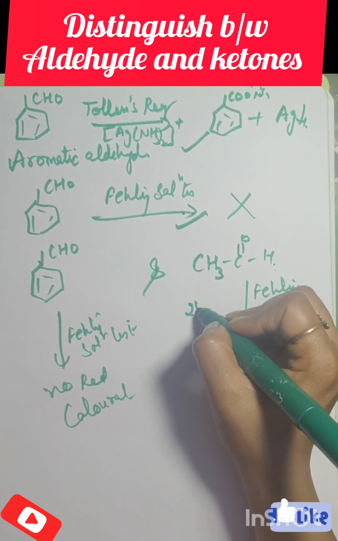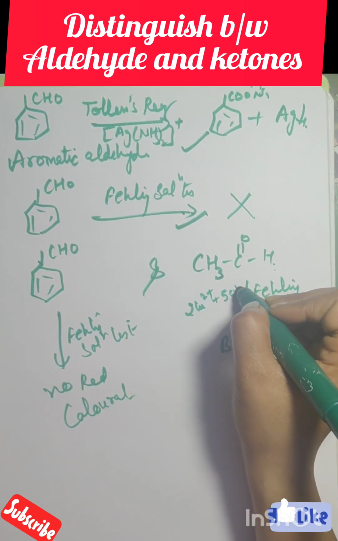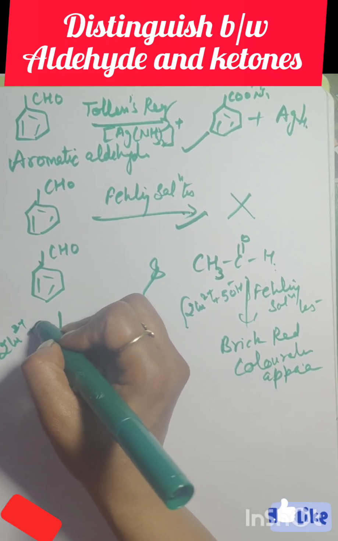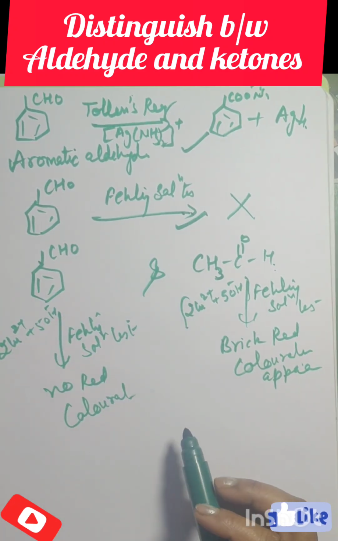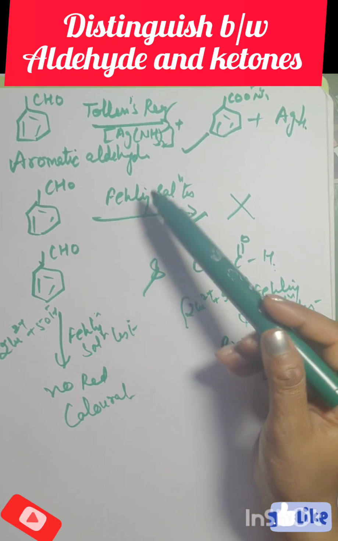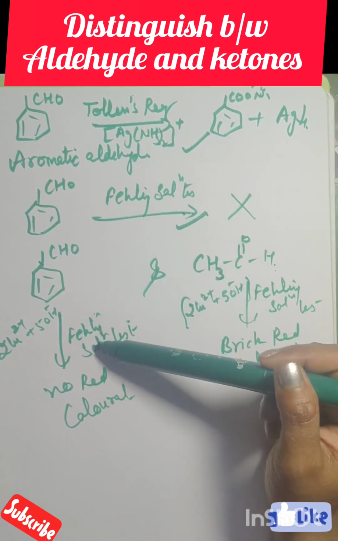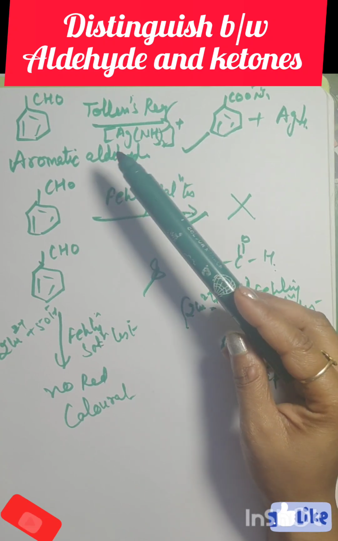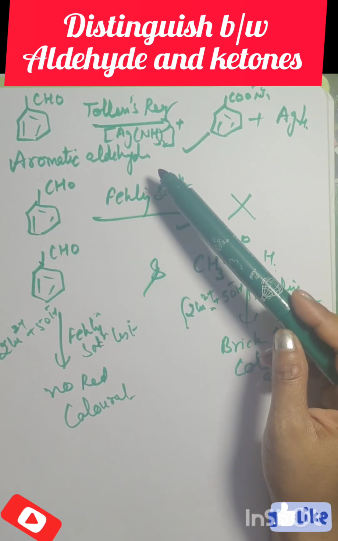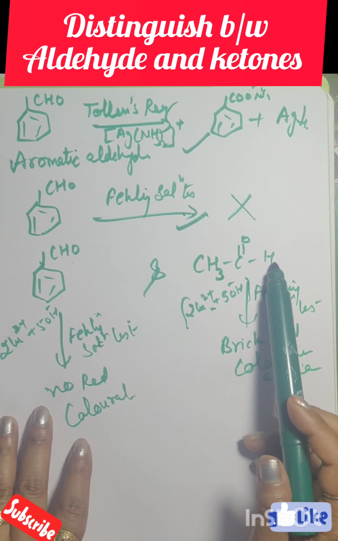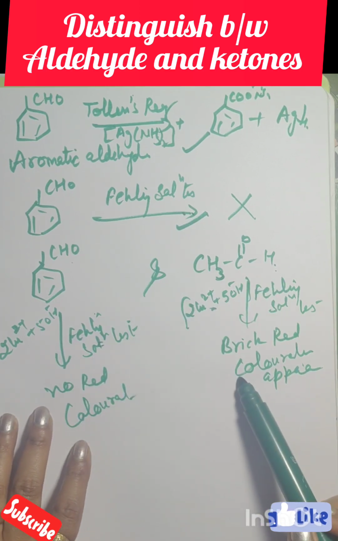Fehling solution has Cu2+ plus 5 OH-. Clear? To distinguish between aromatic and aliphatic aldehydes, you have to use the Fehling test, not Tollens. Tollens is to distinguish between aldehyde and ketone. For benzaldehyde and aliphatic aldehydes, use the Fehling solution test.